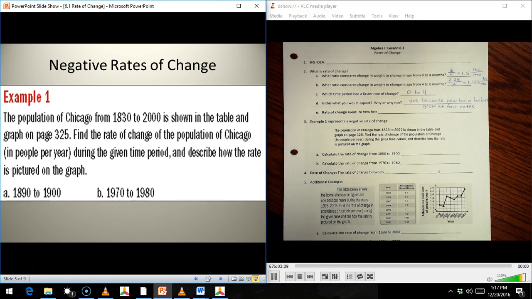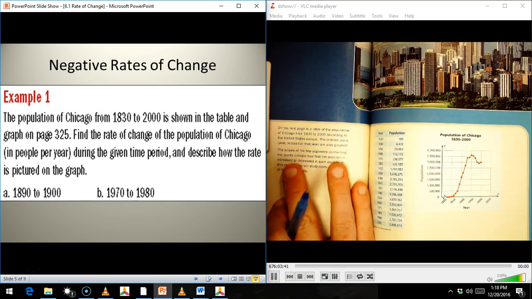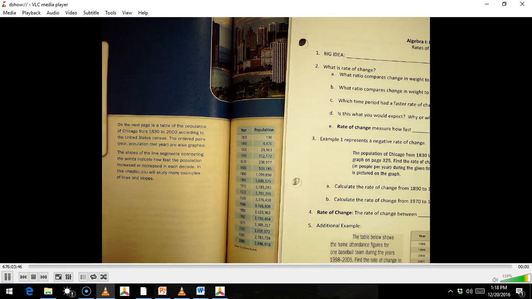So let's take a look at example 1, which says the population of Chicago from 1830 to 2000 is shown in the table on 325. So I need to gather some information from the book on 325, so make sure you turn there. We're going to calculate it in terms of people per year, so we don't want to have it per 10 years or per 20 years or whatever, per 1 year. The first question is from 1890 to 1900. So let's take a look at our data here. Make this larger, and let's see if we can figure this out.